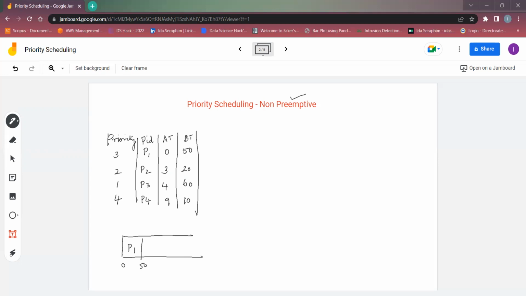P3 has the highest priority. The smaller the value, the higher the priority. Here 1 is smaller compared to 2 and 4. So P3 is next to execute.